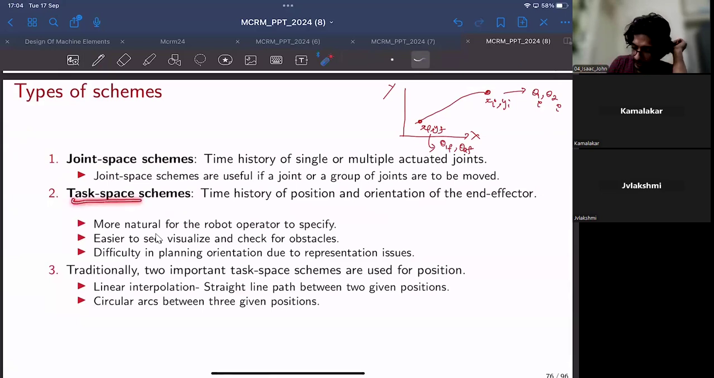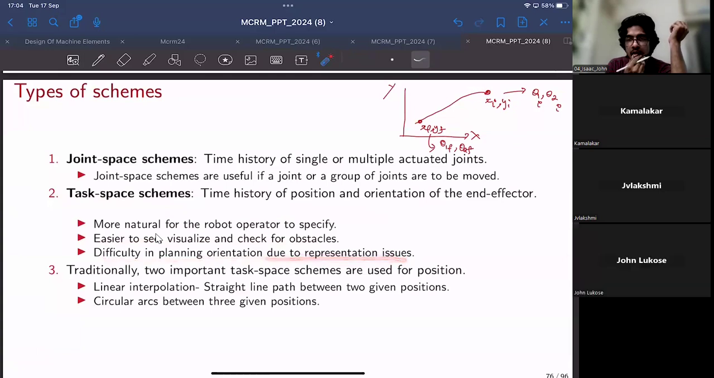So planning in task space, it's much more natural for the operator to specify, just like what I have said. It's much easier for us to visualize. It's easier to see, visualize, and check for obstacles. And it's difficult in planning orientation due to representation issues. That is one drawback that you can say for the task-based scheme. And in case of a task-based scheme, you can either use a straight path between two positions or a circular arc between three given positions. Either way, you can actually do.